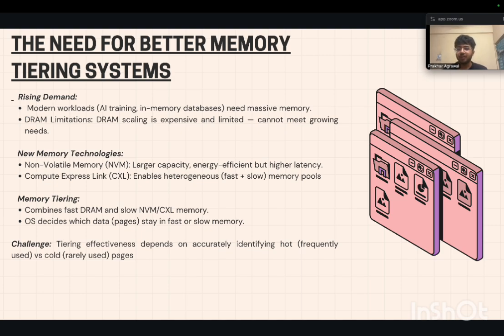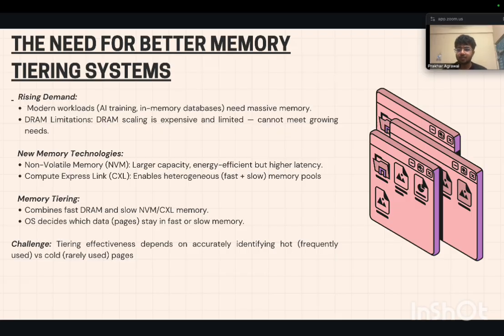What is memory tiering? In memory tiering, what we do is we define many levels of memories. For example, there will be DRAM or the fast memory, then there will be NVM or CXL or the slow memory, then come the SSDs. So the OS decides which pages will stay in the fast or the slow memory.